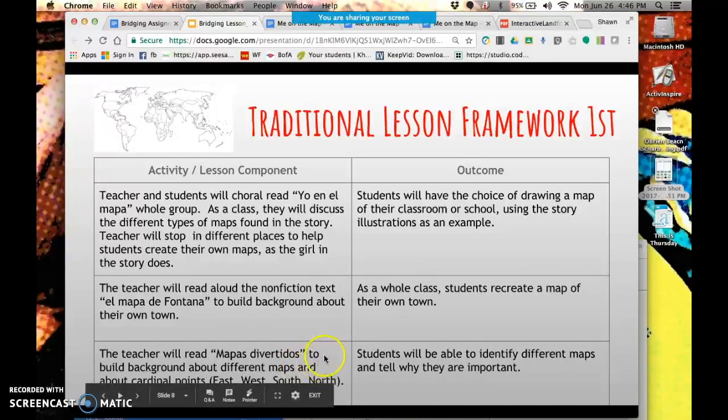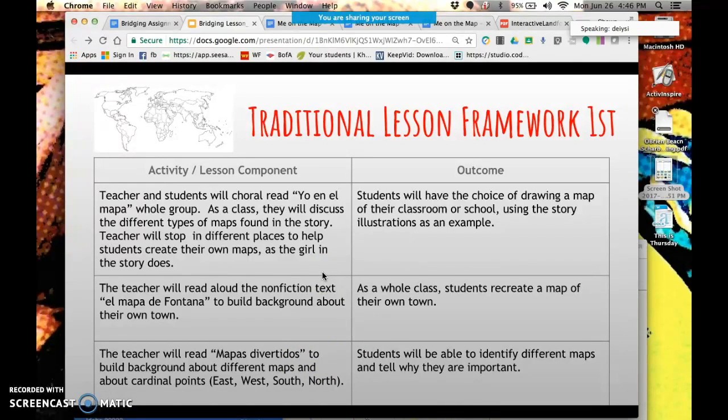The next activity is that the teacher will read Mapas Divertidos to build background about different maps and about cardinal points. Again, we're looking at the east, west, south, and north. And the outcome is that students will be able to identify different maps.